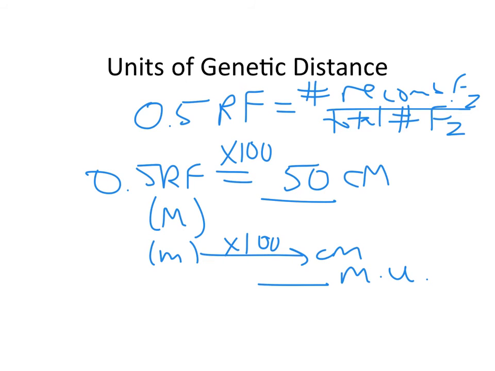So if 50% of your gametes are recombinant, which is what Mendel would have predicted, that's independent assortment, then you calculate a recombination fraction of 0.5, which is the same thing as 50 centimorgans. So it's just multiplied by 100. Recombination fraction multiplied by 100, that gives you centimorgans.